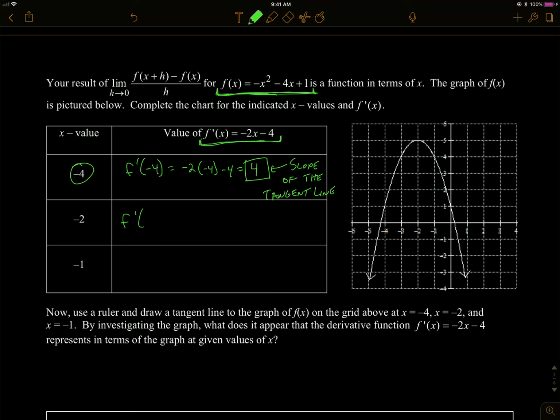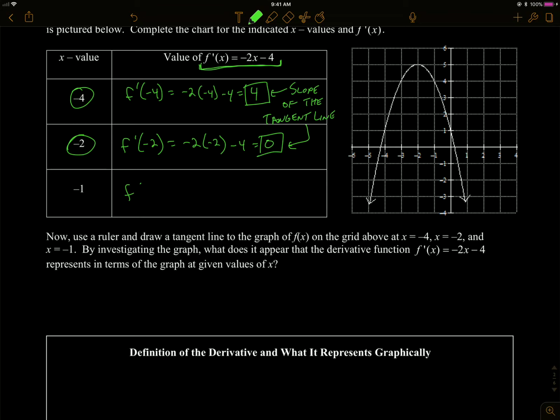Now we do f prime of -2. We actually looked at this one, I believe, on the graph. So if we plug -2 into our derivative, we get 4 minus 4, which is 0. That's the slope of the tangent line when the x value at our point of tangency is -2. And then similarly, f prime of -1 is going to be -2. That's going to be the slope of the line at that point.